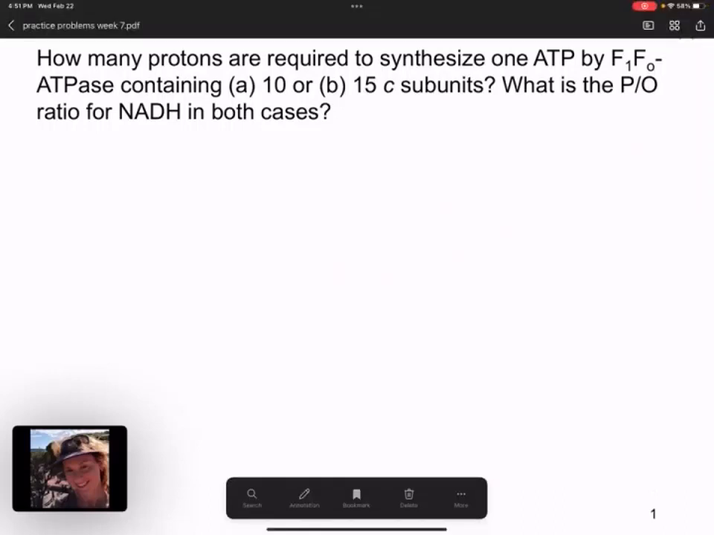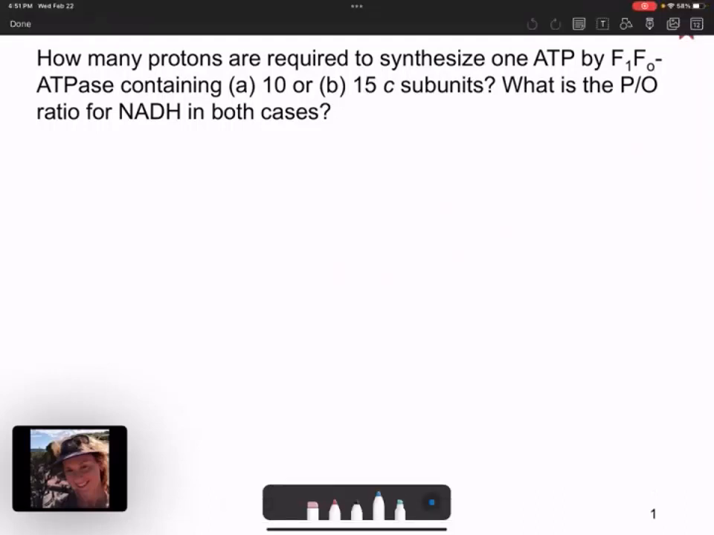Okay, let's start with a problem that asks us to calculate the number of protons required to synthesize one ATP molecule by ATP synthase containing a certain number of C subunits. So we'll start with part A, which focuses on ATP synthase containing 10 C subunits.